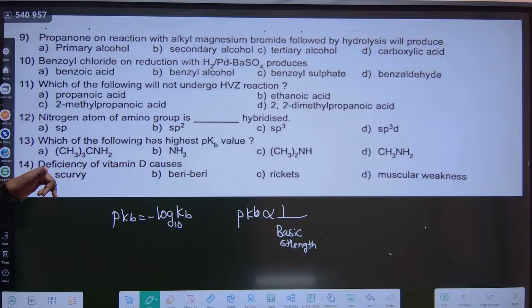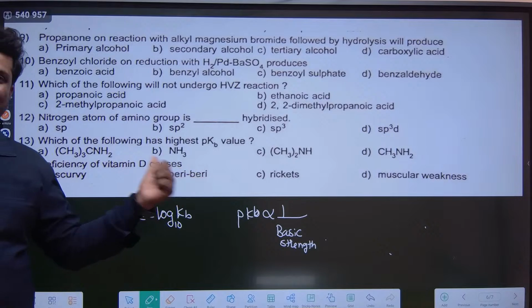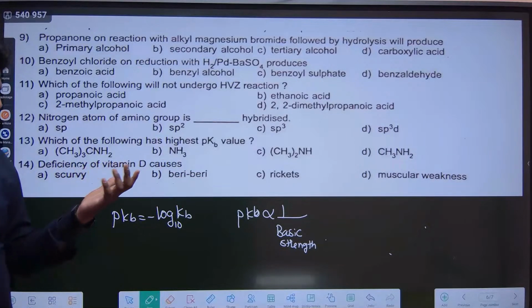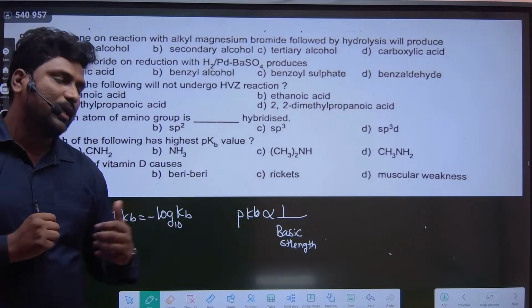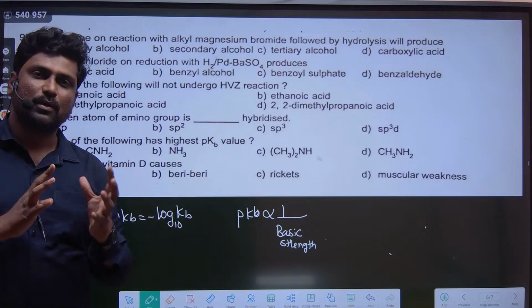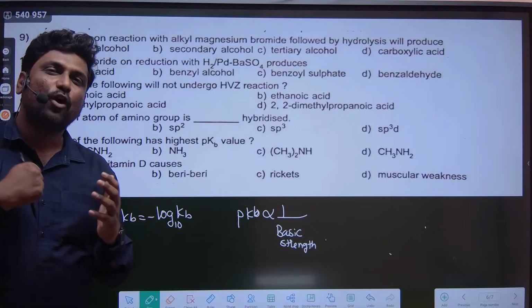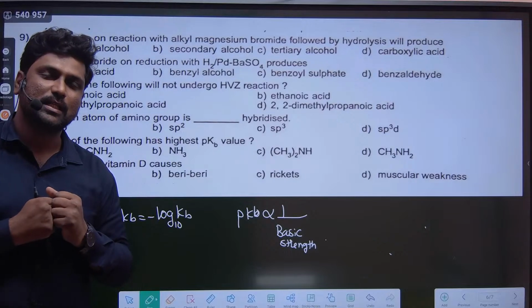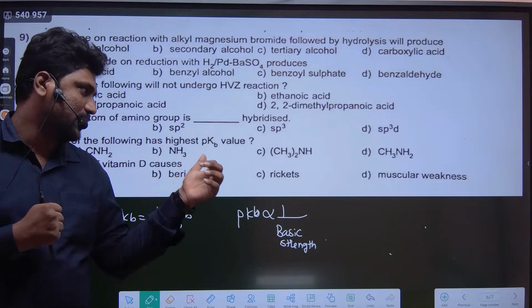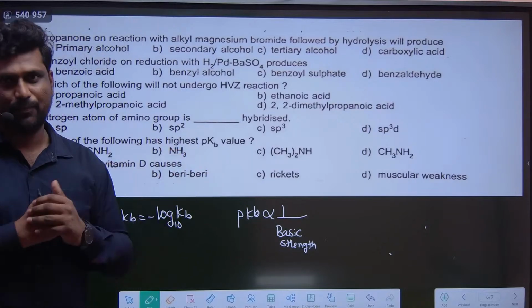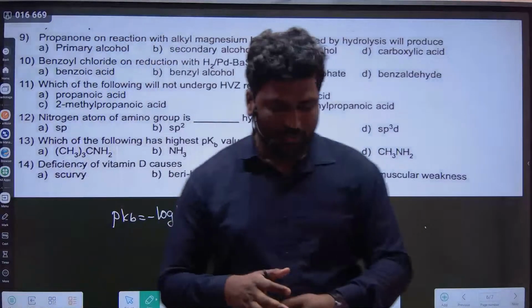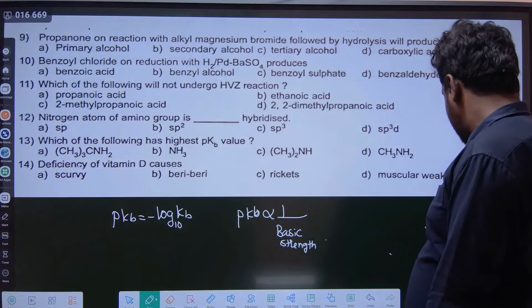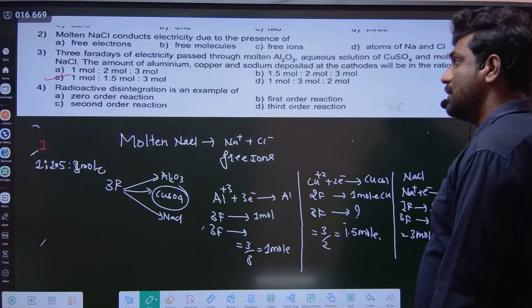Next, the last question is from biomolecules: deficiency of vitamin D. See, deficiency of vitamin D causes the disease that is C, rickets, soft bones or deformation of the bones, due to the deficiency of ergocalciferol, that is nothing but vitamin D.